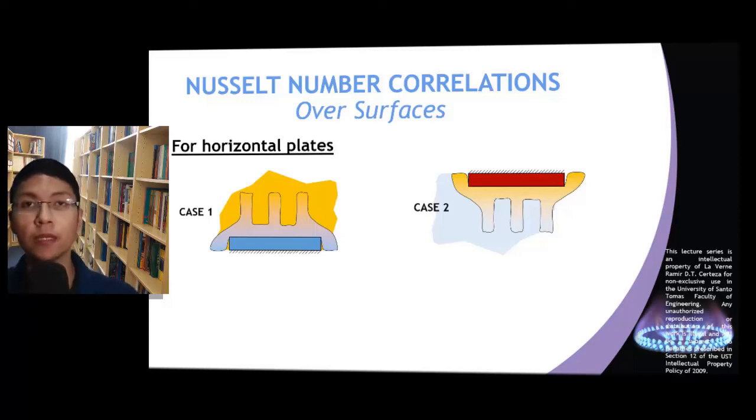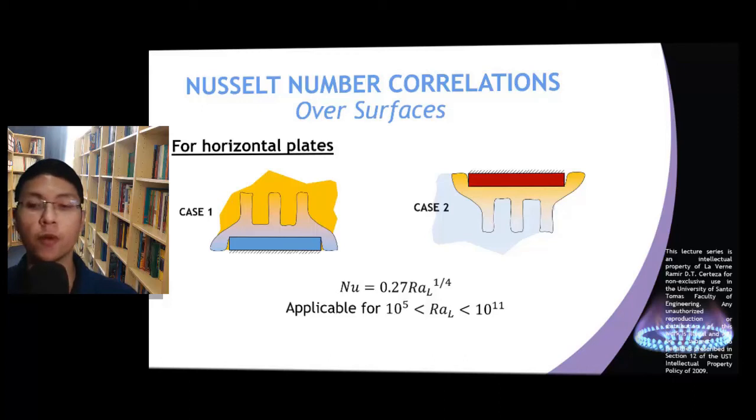It must be noted that for both cases, no thermal boundary layer was formed at the surface of the plate. The Nusselt number correlation for case 1 and case 2 is given by this formula. It must be noted that this correlation is applicable only for this range of the Rayleigh number.